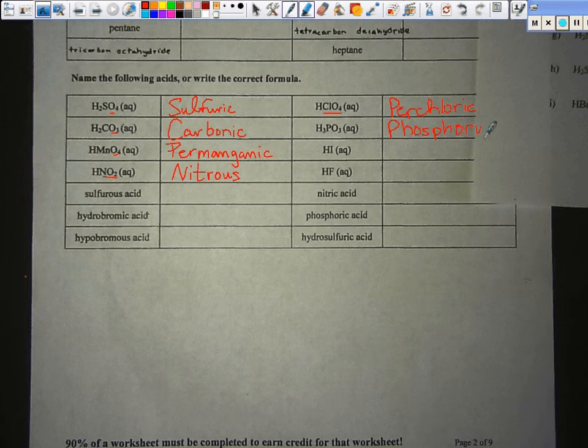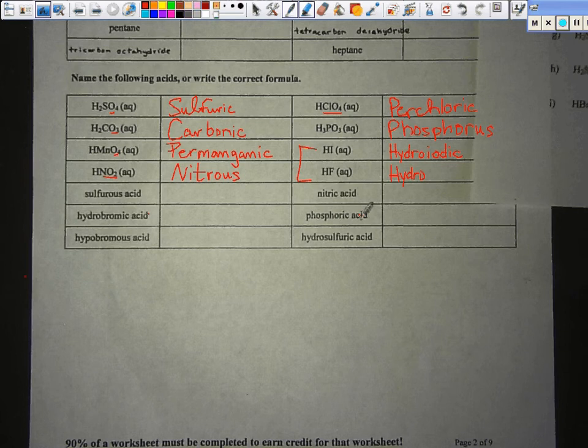Okay. Phosphorous. Next. HI. We've already done this one. What do you notice about HI and HF? There's no O. No O equals hydro. So we've got to get hydro in here. Now we've already done HI, and that was the weird one. Hydroiodic. Okay. But fluorine, we know the ide, which is fluoride. Ide goes to ic, so it's hydrofluoric.